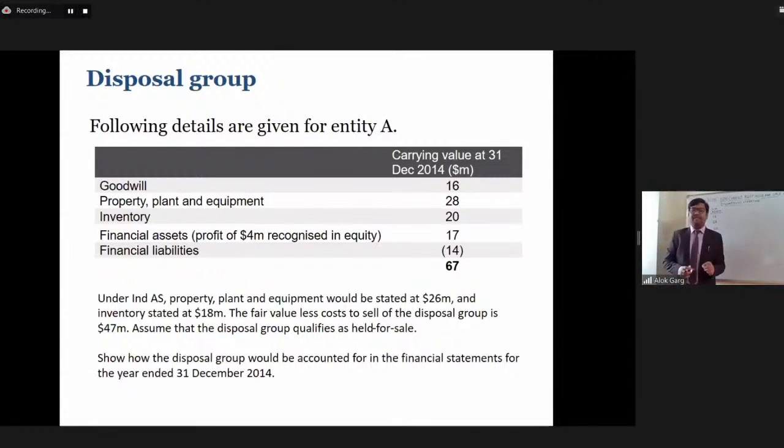So with the help of this case study, we will see how this disposal group held for sale will be accounted for, first, and second, how it will be presented in the financial statements. Friends, is it okay? So let me jump onto the whiteboard.